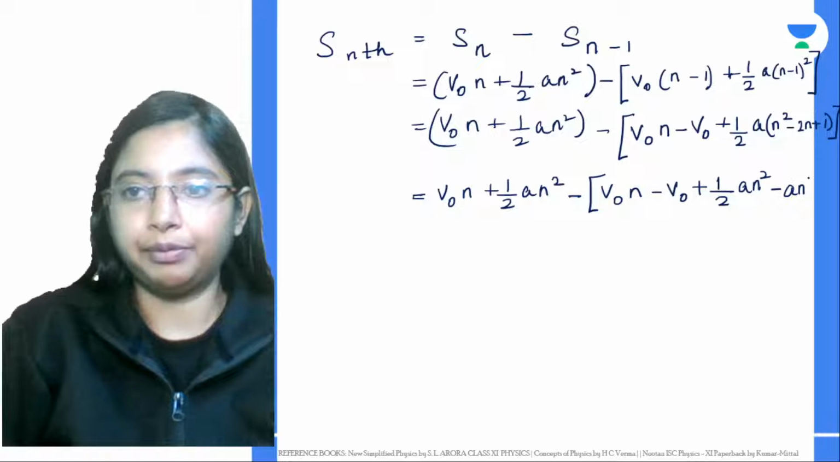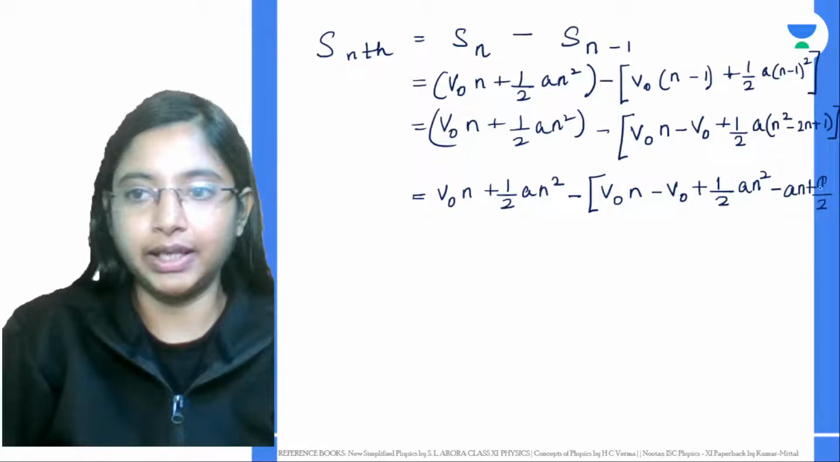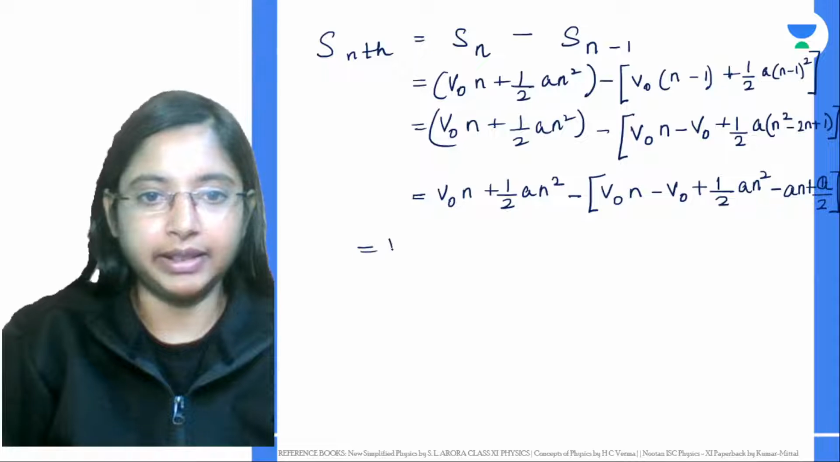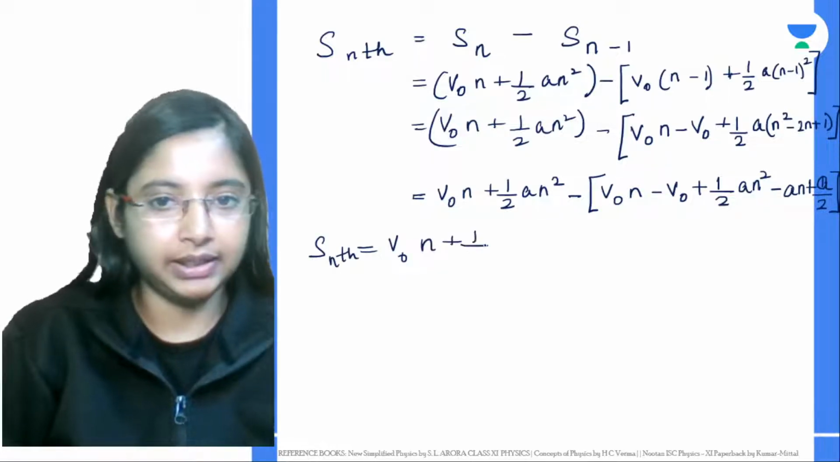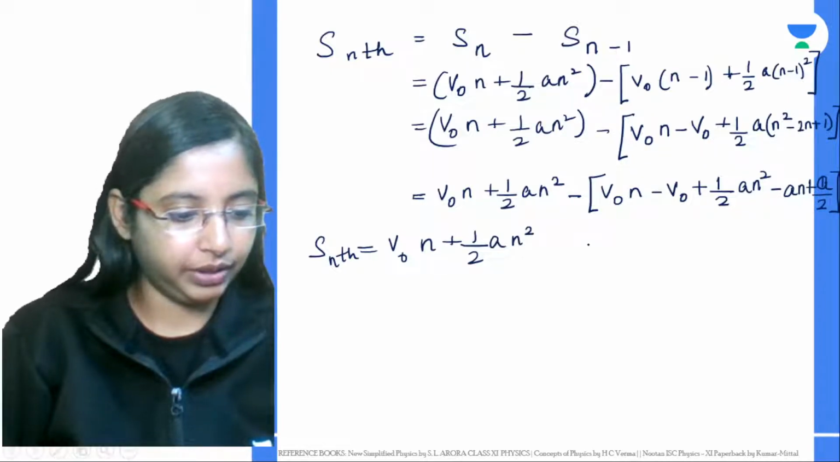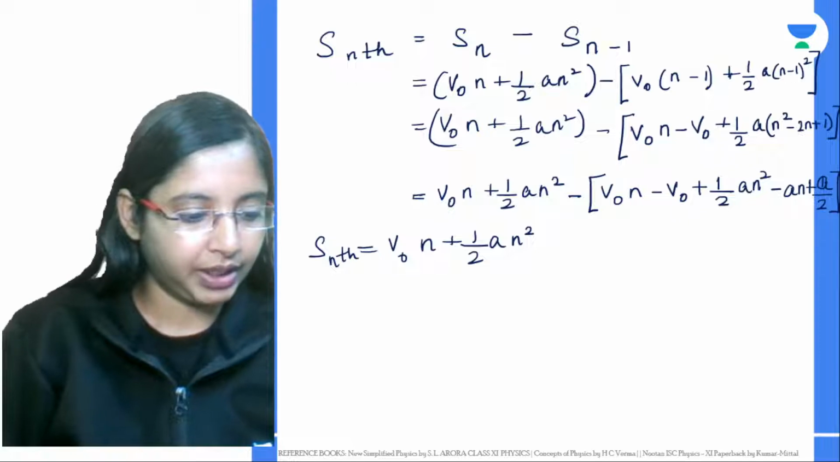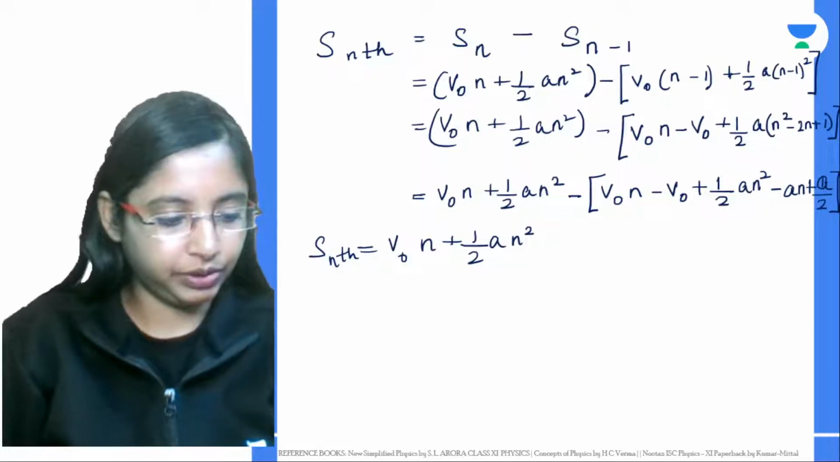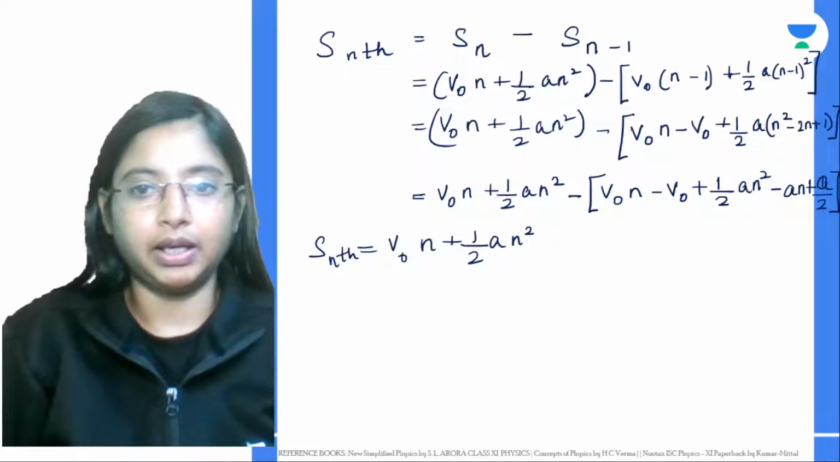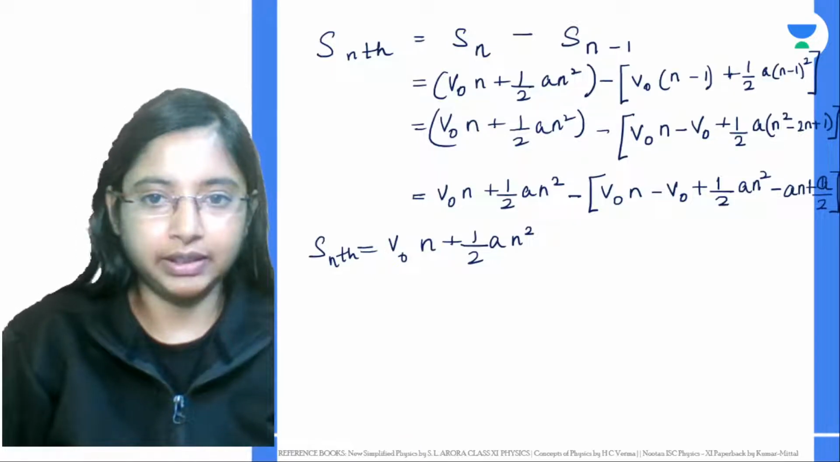Then if you take this again inside, you will have plus 1 by 2 into a, so that's a by 2. Now let's take the minus sign inside. So s is equal to n second, v naught n plus half a n square, plus, minus half a n square is basically equal to what? Is basically equal to minus v naught. Just a second, guys.